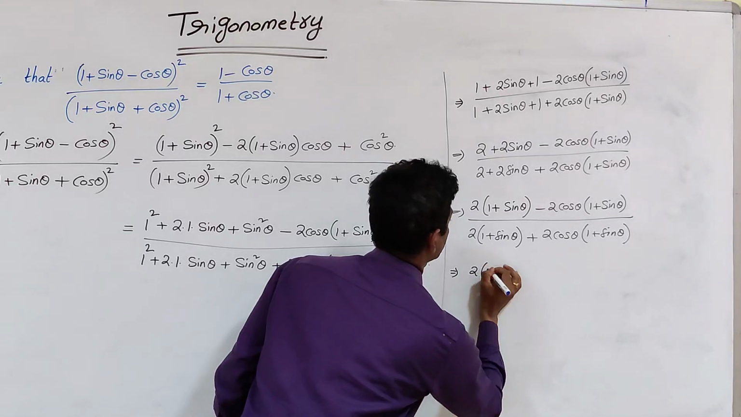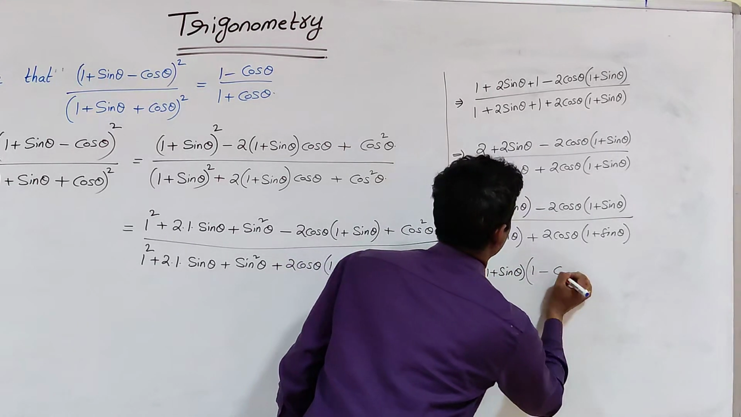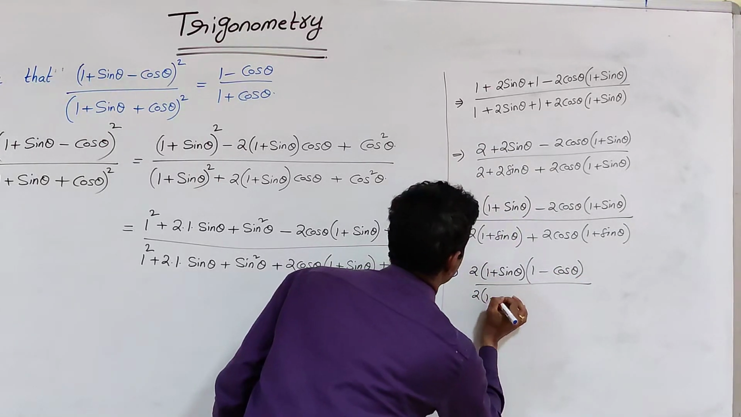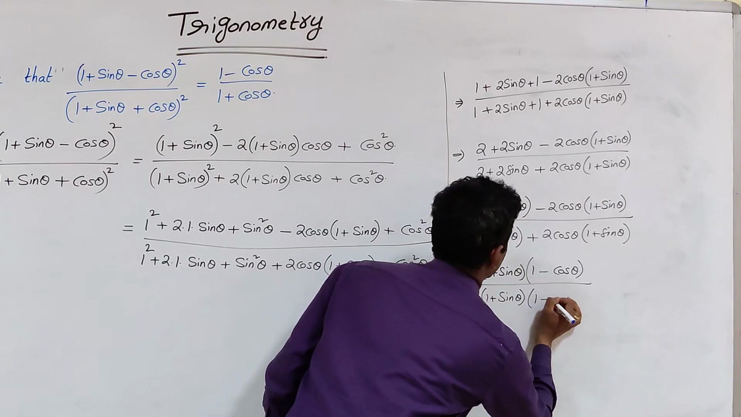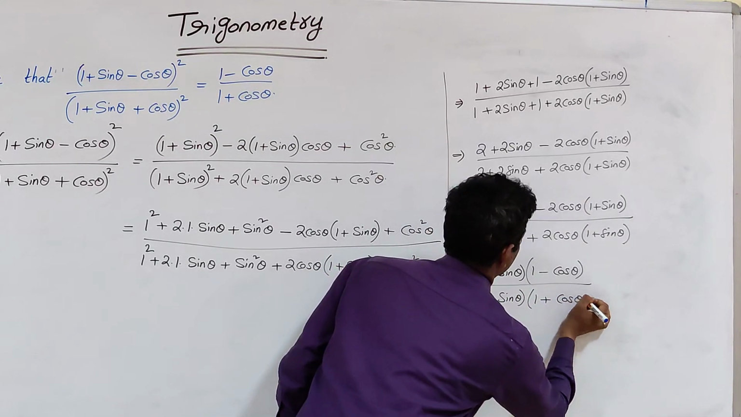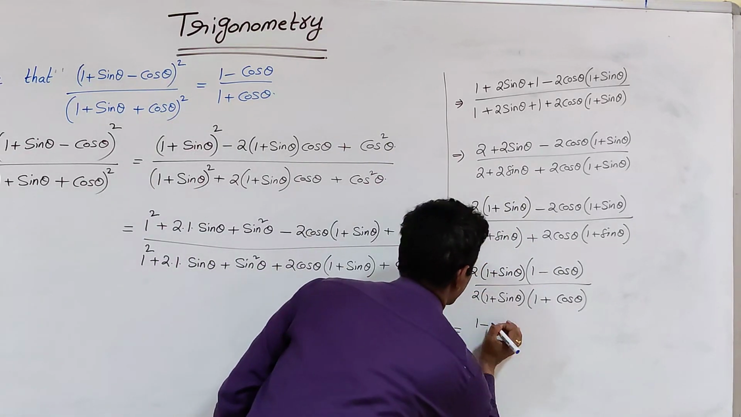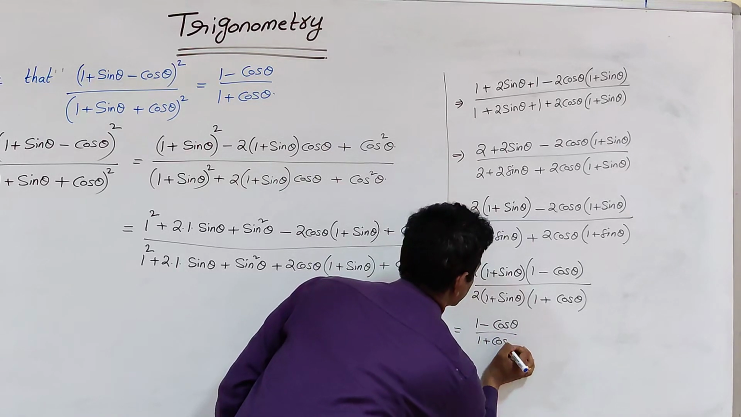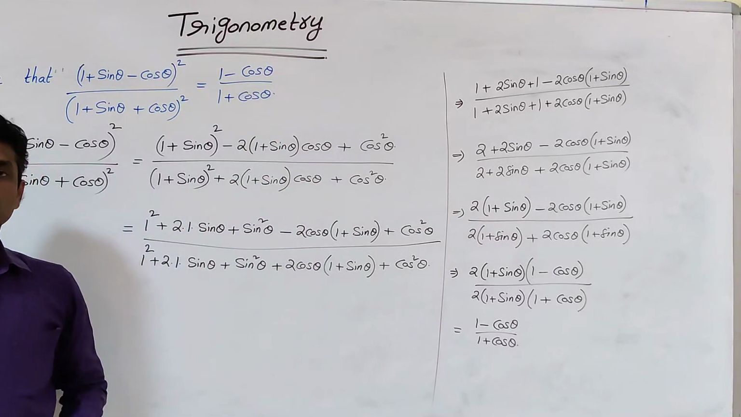So 2 times (1 plus sin theta) out, then it will be 1 minus cos theta by 2 times (1 plus sin theta) times (1 plus cos theta). So if these two get cancelled, then it will be 1 minus cos theta by 1 plus cos theta. So that is the proof, that is RHS. Next problem.